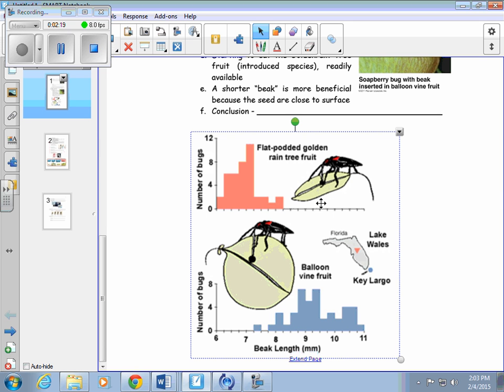So now the bugs that have the longer beaks, those are the ones that are being selected against. And the shorter beak is proving to be a more beneficial trait because of the food source that's available. Shorter beak is more prominent in the population. So for your conclusion here on page 4, the conclusion is that the population has actually shifted to have more shorter beaked soapberry bugs.